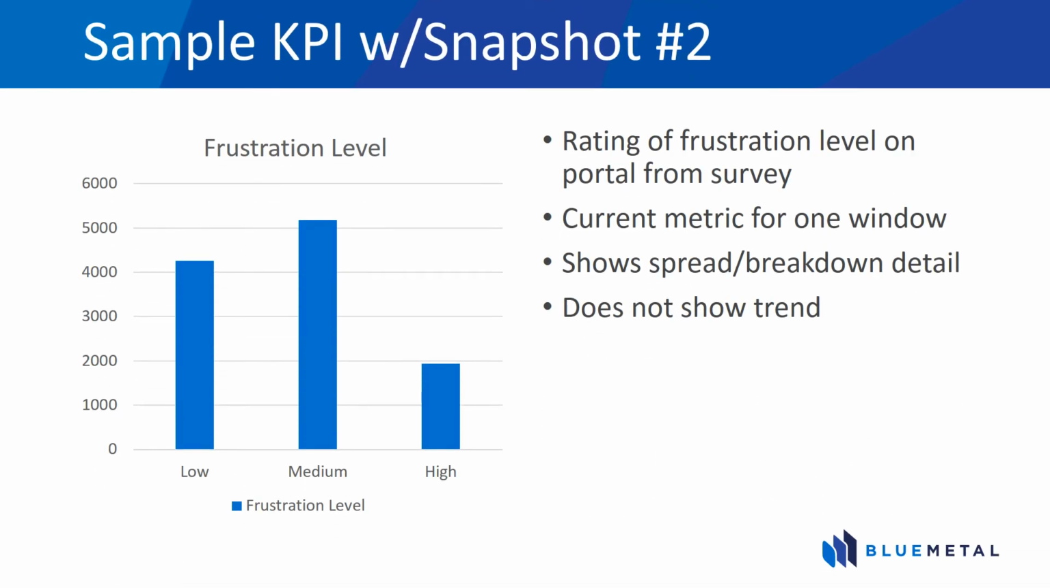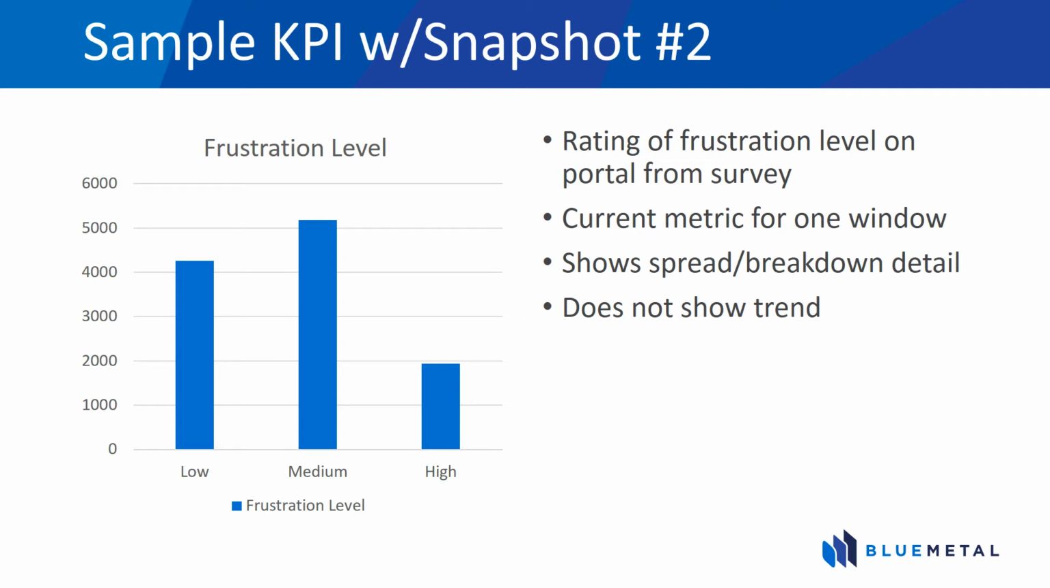Here's a second set of examples, this frustration level. So how do you measure this? And we're going to go off of some anecdotal data and estimate from a survey. So we're going to rate frustration level on the portal from a survey. And this shows the spread and breakdown detail of low, medium, and high. So it does not show the trend. So just by itself, this snapshot doesn't tell you what's been going on.